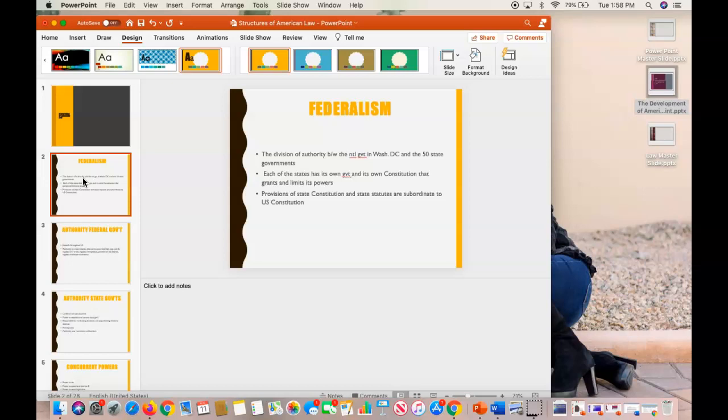Federalism is the division of authority between the national government in Washington, D.C., and the 50 state governments. Each of the states has its own government and its own constitution that grants and limits its powers. All provisions of state constitutions and the state statutes are subordinate to the United States Constitution and laws adopted by Congress. What does this mean? If a state law conflicts with a federal law, the federal law wins out, as the federal law is supreme.